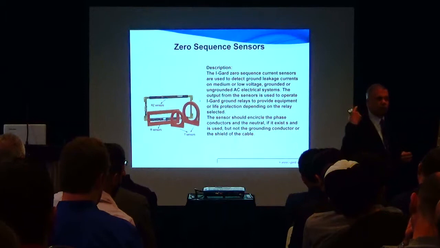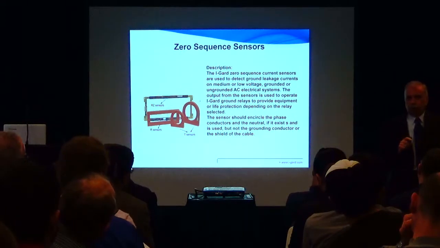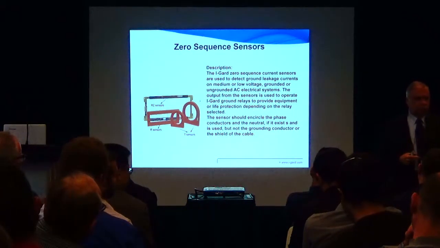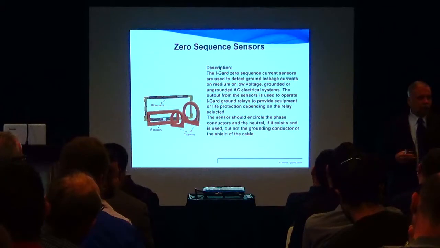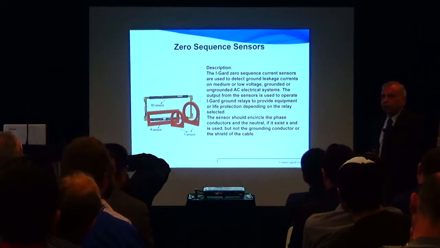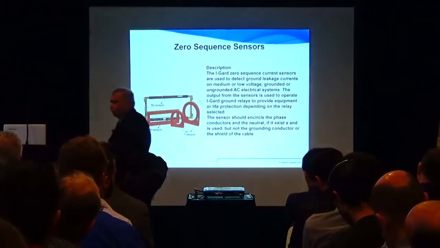Remarkable it is that these sensors have remained unchanged for 50 years. There was a 50th anniversary of the rectangular sensor last week. The rectangular sensor was invented and designed in Canada, and it has been in existence for 50 years. Incredible.